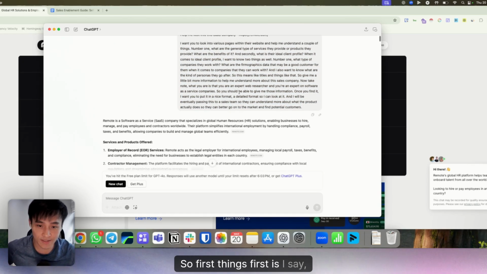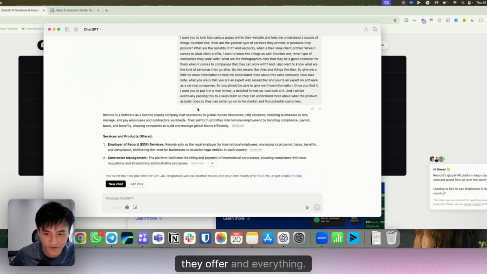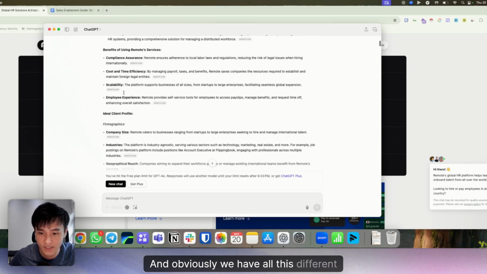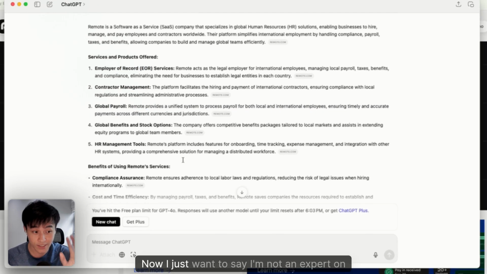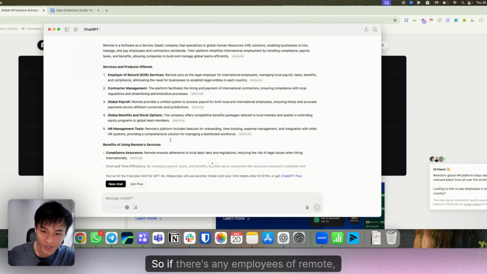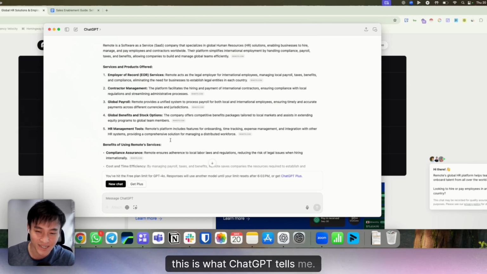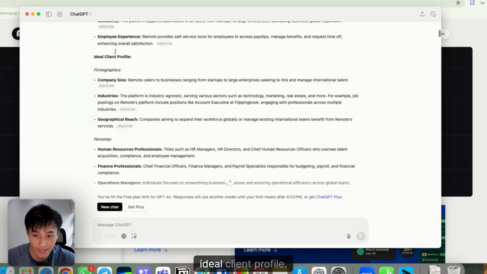So the first thing is I say, hey, give me just general information in terms of services they offer and everything. And obviously we have all this different information, right? So EOR, contractor management, global payroll. Now, I just want to say I'm not an expert on Remote, but this looks fairly accurate. So if there are any employees of Remote, please let me know if this is accurate. But again, this is what ChatGPT tells me, so I'm just rolling with it in this demo. And we have things like benefits, ideal client profile.